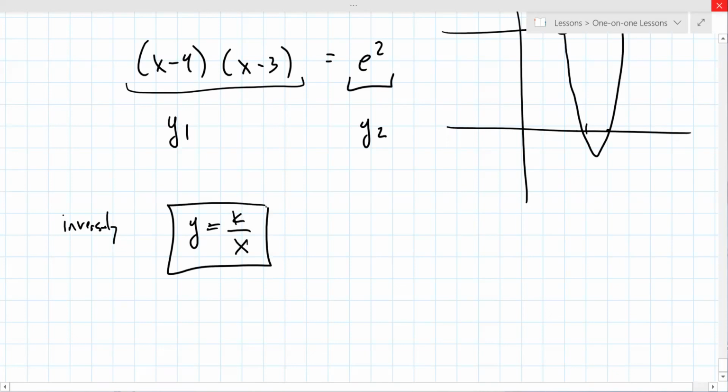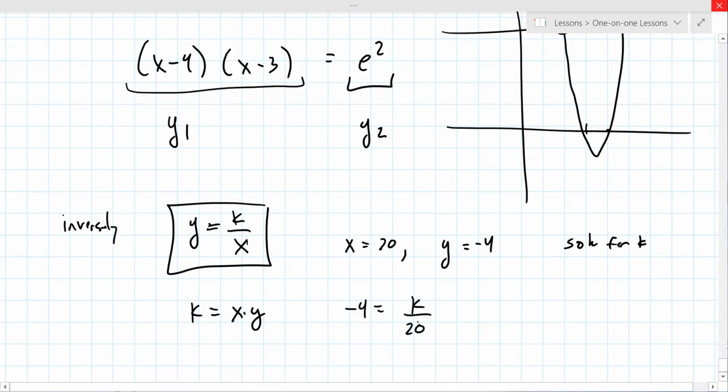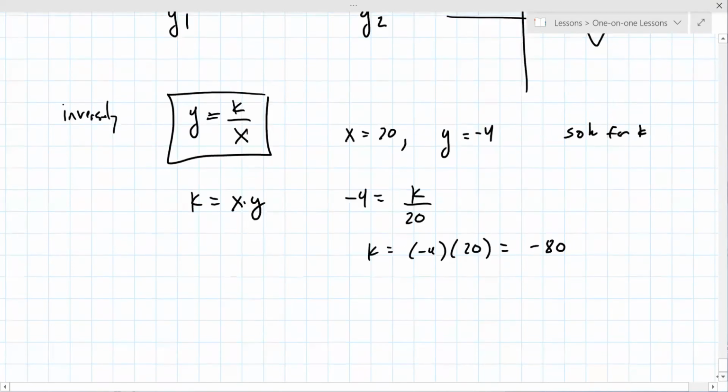They give you x, they tell you x is 20 and y is -4. This means that you can solve for k. So k is equal to x times y, or you can just put the numbers in. -4 equals k over 20. K is -4 times 20, which is -80. So you rewrite the equation. You always rewrite it. Y equals -80 over x.